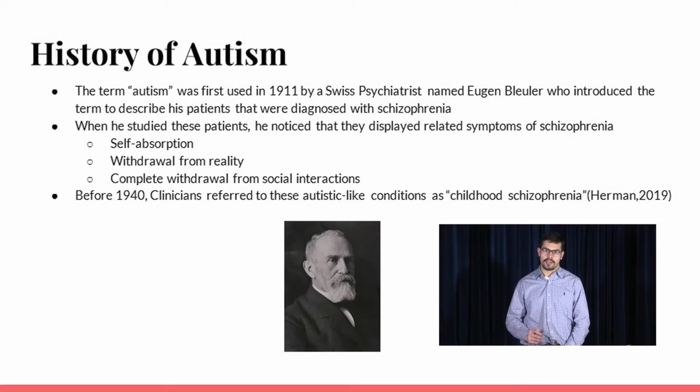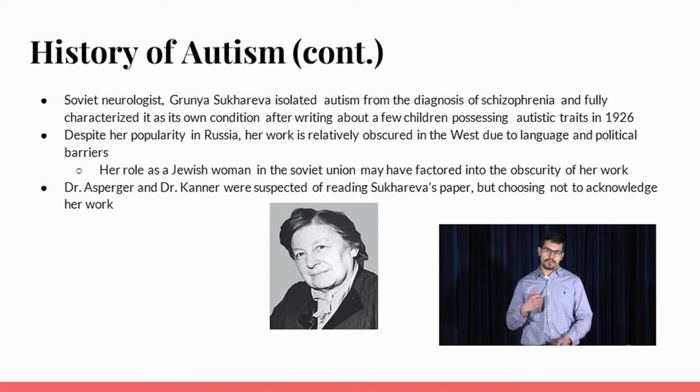This has been going on for some time until Soviet neurologist Grunya Sukhareva caught wind of this trend growing, and she contested this whole notion of autism being mixed in with schizophrenia, and she challenges this by presenting autism as an isolated category from schizophrenia. And she supports this claim through her examination of six children exhibiting autistic-like traits in her 1926 work.